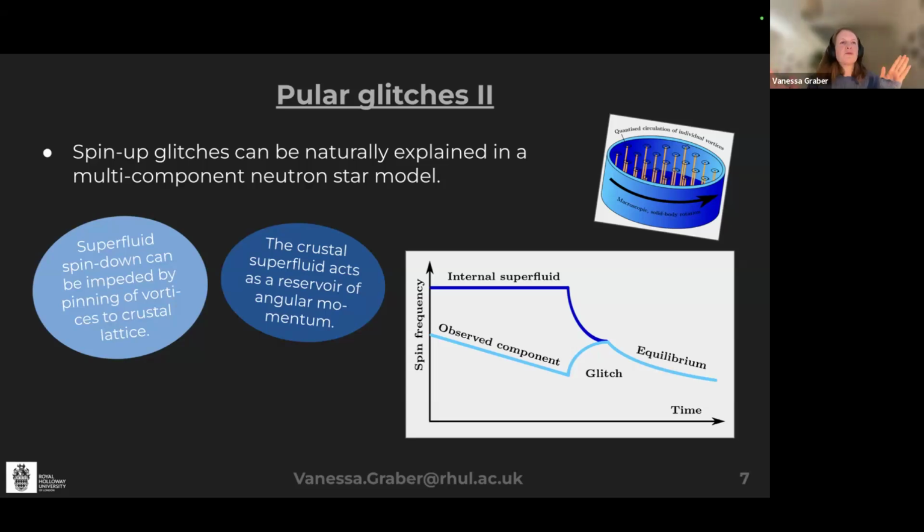And if I basically can't remove vortices from the system, I keep the internal superfluid in the crust at a constant angular velocity, while the remaining components spin down until something happens and this glitch is triggered, which is still a process that we don't fully understand. There are some ideas about what's happening, but there is this coupling process at this point where the internal superfluid essentially acts as an angular momentum reservoir, transfers angular momentum, and then they talk to each other.